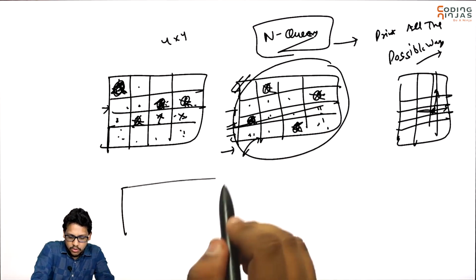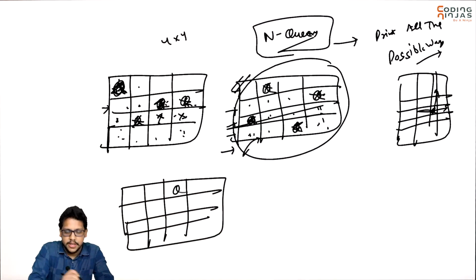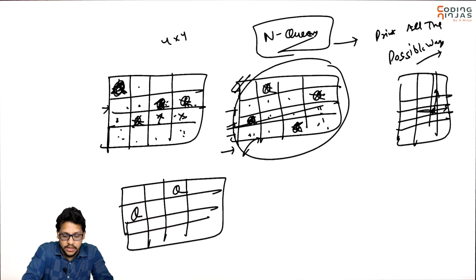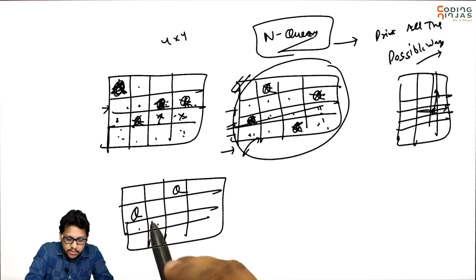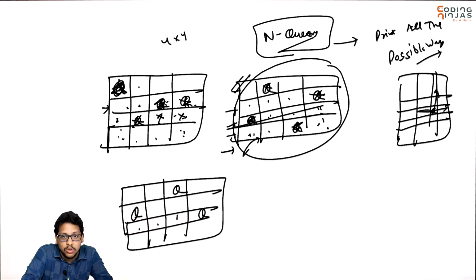Now you will try to explore the paths by putting a Q here. Now you have put the Q here. Can you place here? Yes, you can place here because nobody will cut. You will move on to the next row. No, you cannot place here. Can you place here? No, you cannot place here because this will cut. Can you place here? No, this will cut here. Can you place here? Yes, you can place here because nobody will cut.